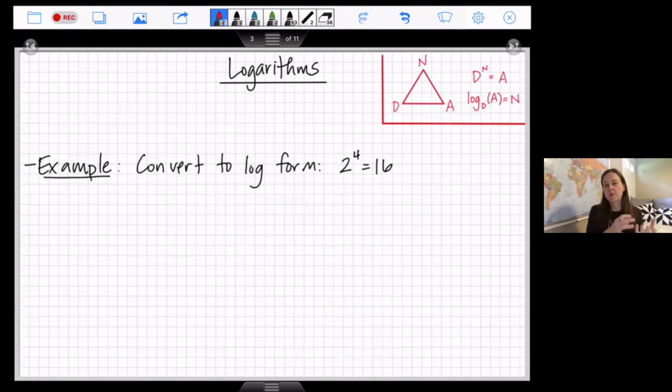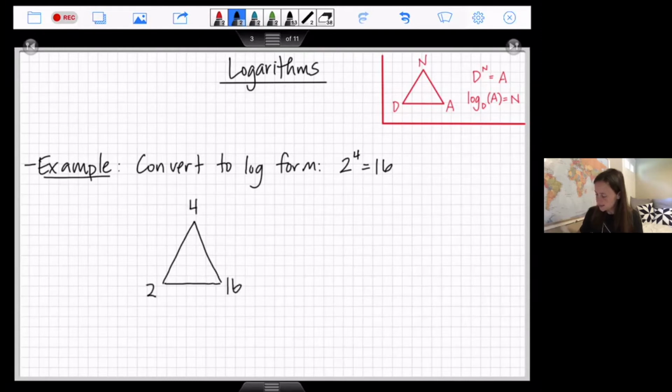Okay, so this example and the next one is just going to get us used to converting exponential and logarithmic equations back and forth between each other. Remember that they're just two different ways of saying the same thing about a relationship of these three numbers. Okay, so this equation is 2 to the 4th equals 16. I'm going to put that on a triangle. So I draw my triangle and I say 2 to the 4th equals 16.